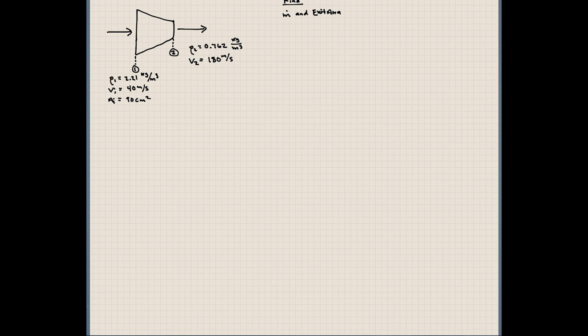The question is asking what is the mass flow rate, assuming that this is a steady flow system. So one assumption is that we have a steady flow system. Okay. Now, what's the first thing that we can do here? Well, to find the mass flow rate through this system, so let's find mass flow rate first.